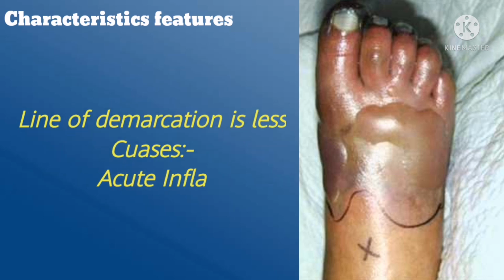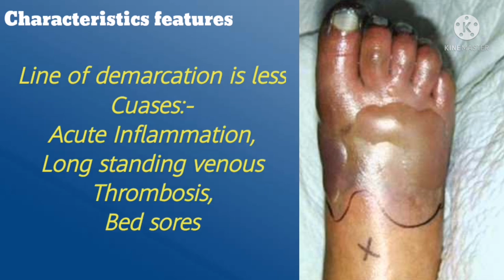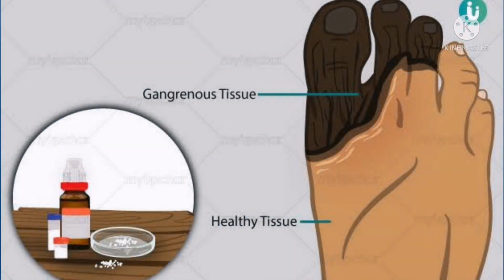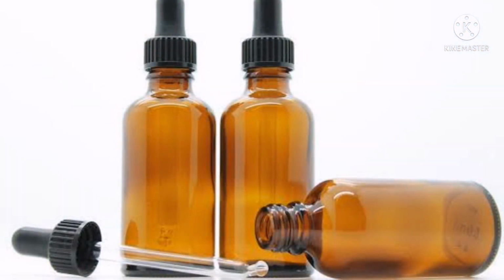Wet gangrene is mainly due to acute inflammation, long-standing venous thrombosis, bed sores and gas gangrene. Wet and gas gangrene have a poor prognosis compared to dry gangrene. Homeopathy can treat gangrene. Though body tissue that has died cannot be revived, homeopathic treatment for gangrene can stop its progression. For this, detailed case taking and precise analysis of the case to find the final prescription is needed.